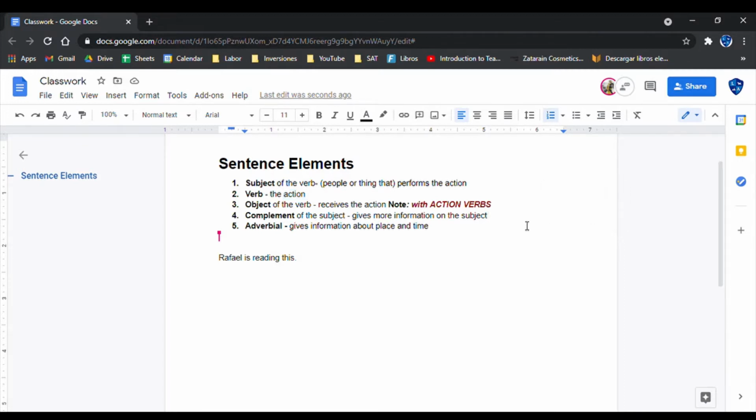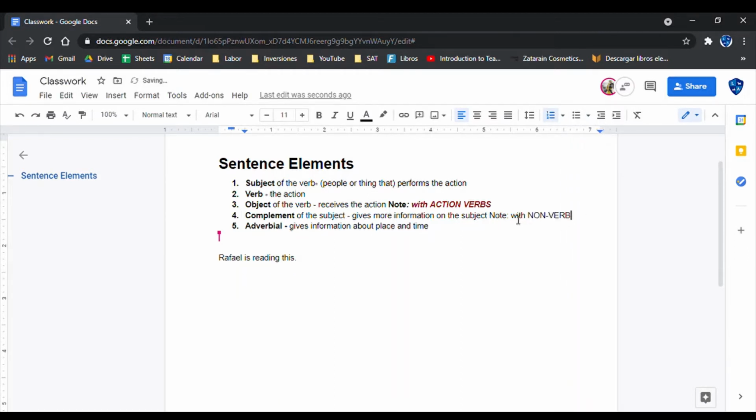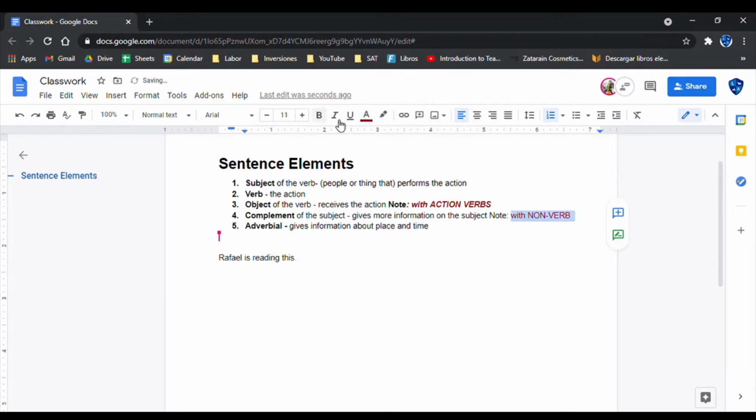When do we use complements? We're going to use complements with a non-action verb. So now it becomes important to know which verbs are action verbs and which verbs are non-action verbs. And they are also easy. Okay? So let's practice a little bit. And we're also going to make some colors, okay?